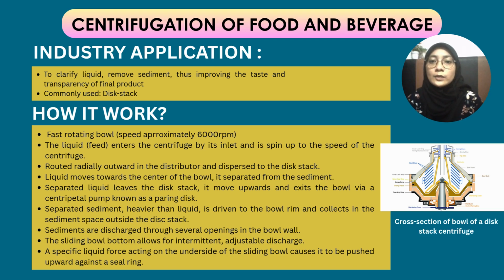Then, this separated liquid leaves the G-stack by moving upward and exits the bowl via a centripetal pump that is known as a paring disc. The separated sediment, which is heavier than liquid, is driven to the bowl rim and collects in the sediment space outside the G-stack. The sediment is discharged through several openings in the bowl wall. Then, the sliding bowl bottom allows for intermittent adjustment of discharge. After that, a specific liquid force acting on the underside of the sliding bowl causes it to be pushed upward against a seal ring.